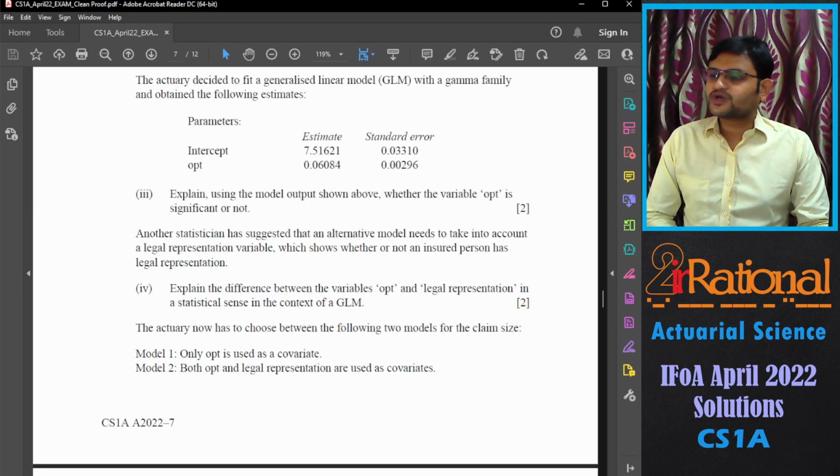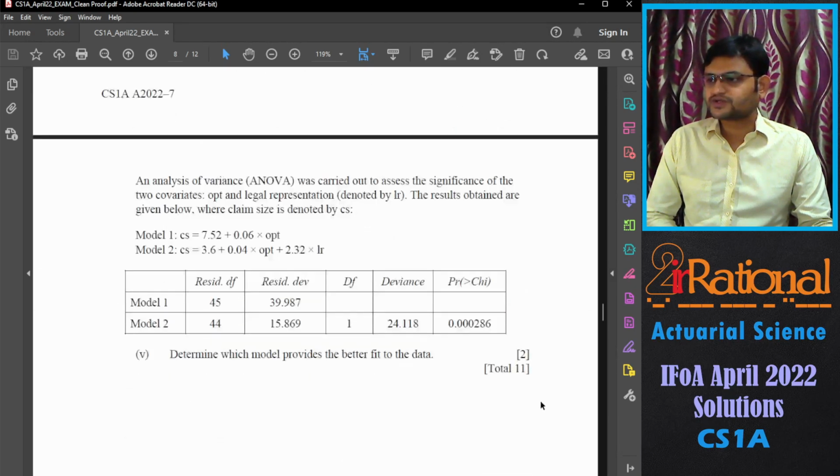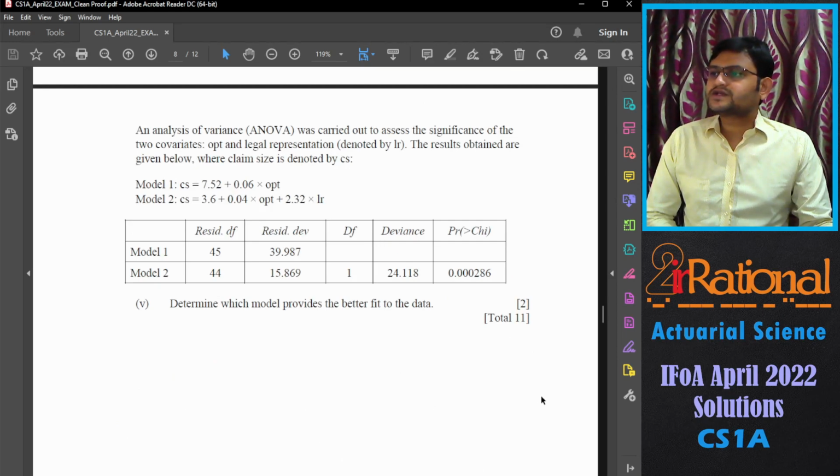Then we have the actuary who now has to choose between the following two models for the claim size. We have model 1, where only OPT is used as a covariate, and model 2, where both OPT and legal representation are used as covariates. An analysis of variance was carried out to assess the significance of the covariates, OPT and the legal representation denoted by LR. The results obtained are given below, where claim size is denoted by CS.